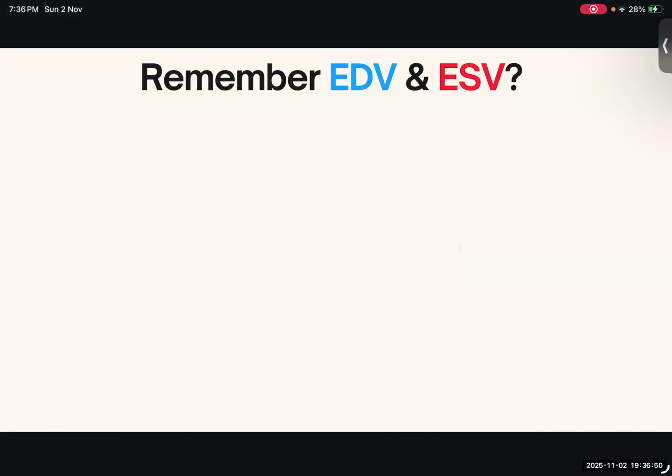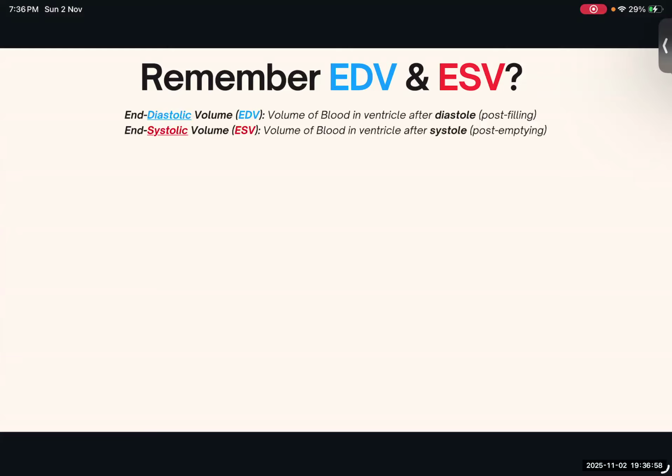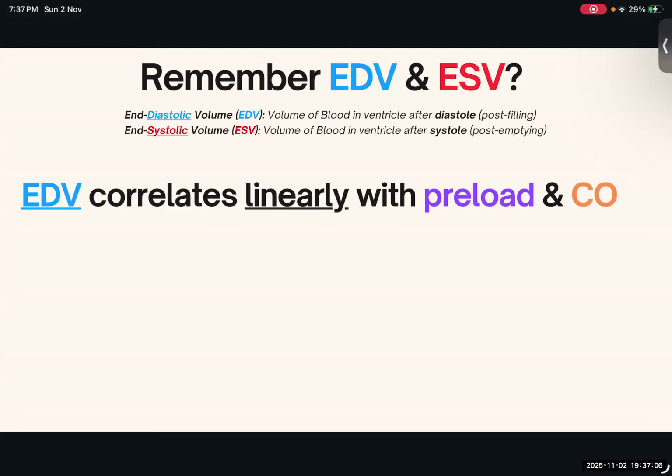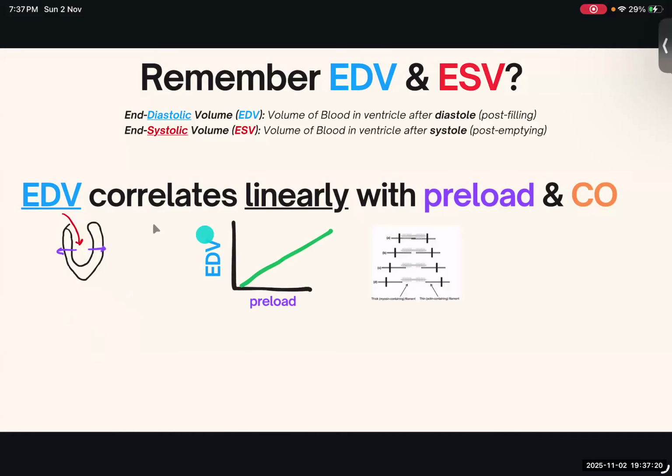Now, remember end diastolic volume and end systolic volume. How do we relate those to preload and afterload? So the EDV, volume of blood post-diastole, ESV, blood after systole, or after we empty the ventricles. The end diastolic volume correlates linearly with preload and cardiac output. What does that mean? So again, imagine that I'm filling the heart with blood. The more I fill the heart with blood, so the greater the end diastolic volume, the greater the preload is going to be, and the more stretch I'll have with the myocytes.